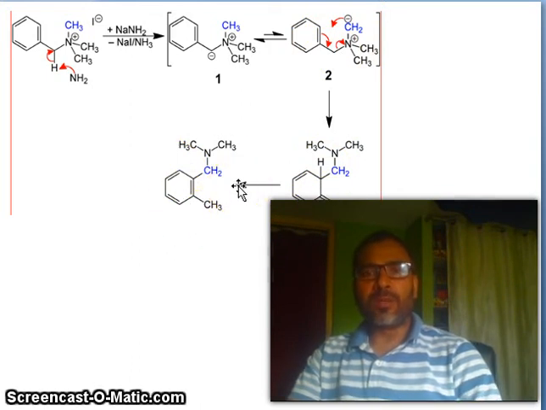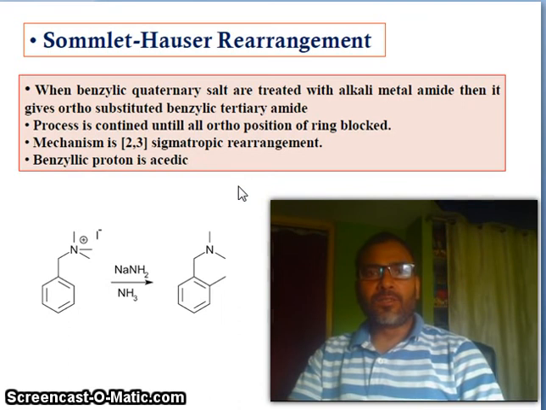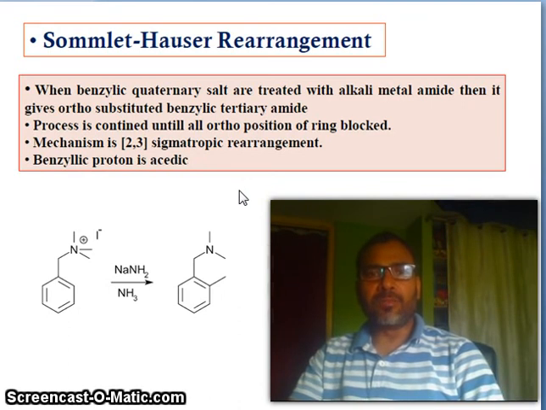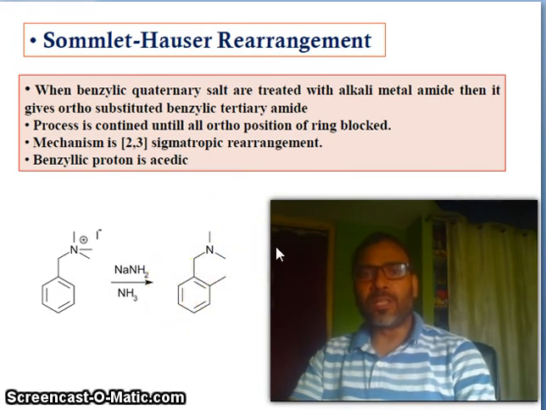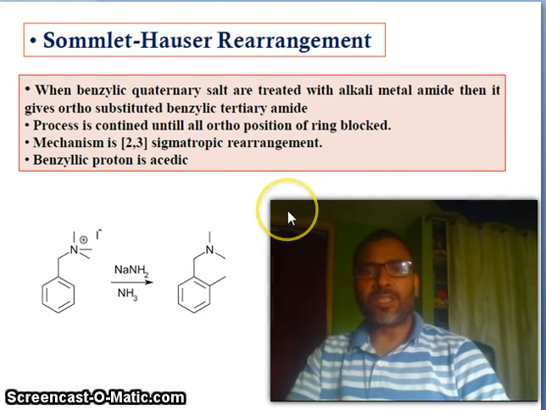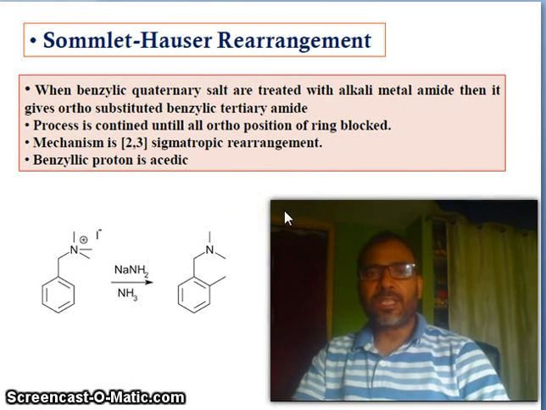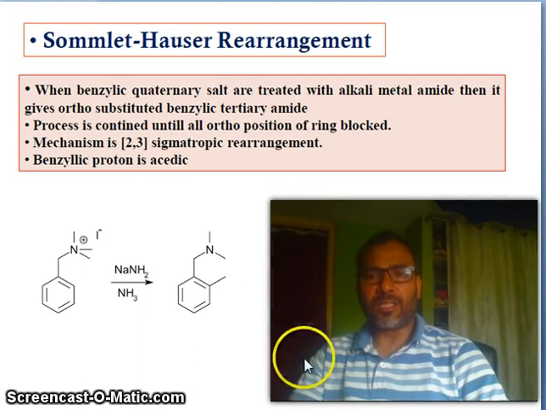So this is all about Sommelet-Hauser rearrangement. This is a very good rearrangement: when benzylic quaternary salts are treated with alkali metal amide, then it gives ortho-substituted benzylic tertiary amine, ortho substituted. And this is a 2,3 sigmatropic rearrangement. For objective exams, it is very important. This is a 2,3 sigmatropic rearrangement. You already know the pericyclic reactions.